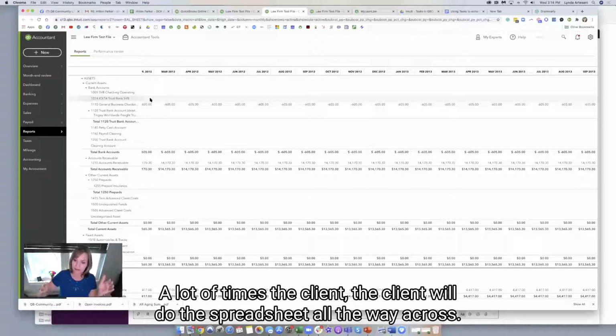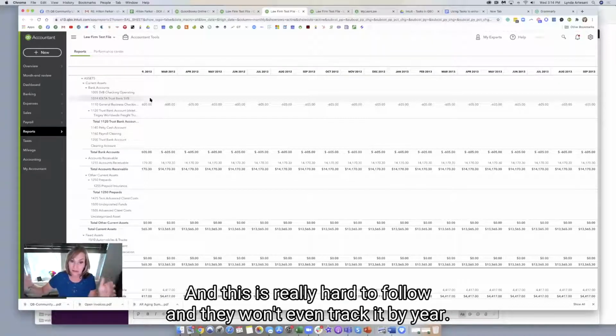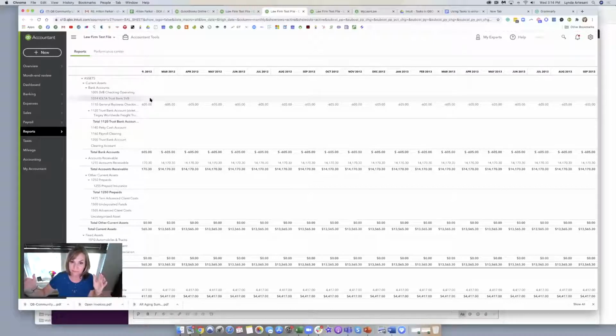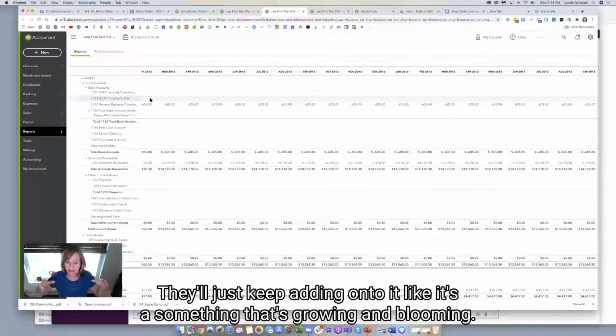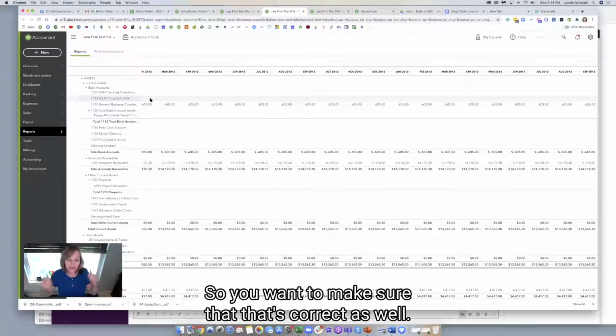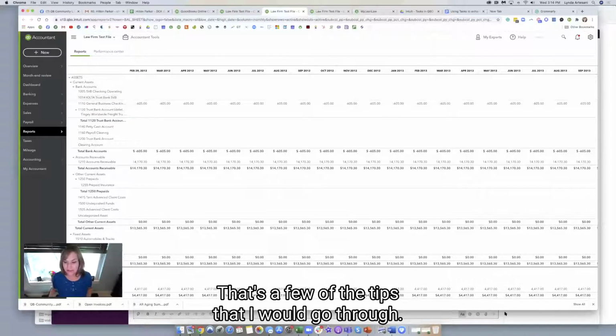A lot of times the client will do the spreadsheet all the way across, and this is really hard to follow. And they won't even track it by year. They'll just keep adding onto it like it's something that's growing and blooming. So you want to make sure that that's correct as well. That's a few of the tips that I would go through.